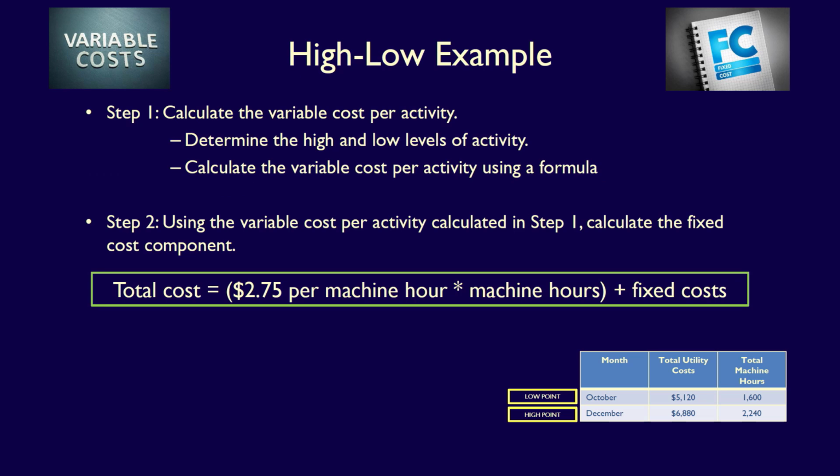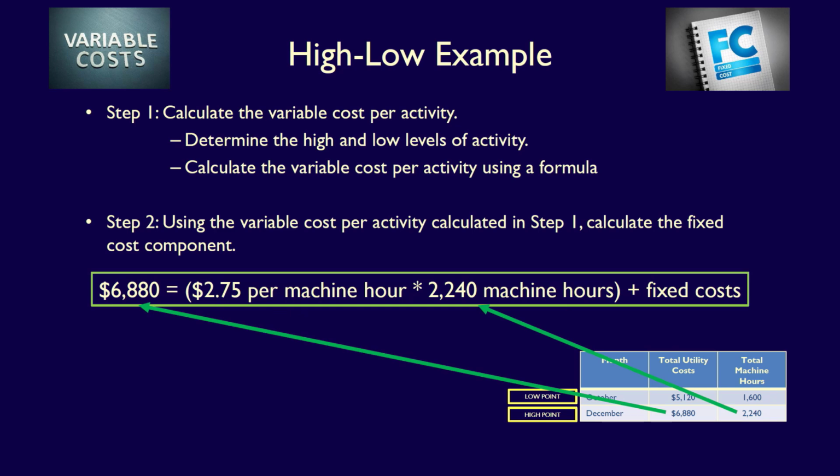Using the variable cost per activity, calculate the fixed cost component. We are actually going to use our partially completed formula to calculate the fixed costs. Choosing either the high or low points, which we've already determined, we are going to substitute the total mixed cost and the level of activity into the formula and solve for the unknown, which of course is fixed costs. We can choose to use either the high point's information or the low point's information. Let's use the high point. Although we actually could choose, I always choose the high point. So that's what we're going to do here.